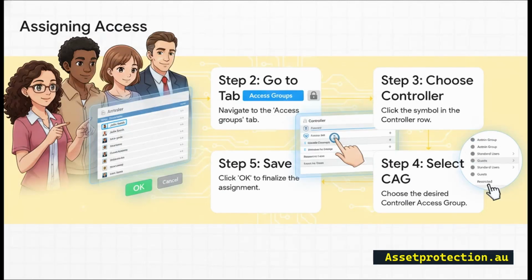And assigning this access is super straightforward. Let me walk you through it. You just pick a cardholder you want to edit, then you hop over to their Access Groups tab. You'll see a row for each controller. Just click the little plus symbol, pick the right CAG from the pop-up list, click OK, and save. That's literally it. Simple as that.